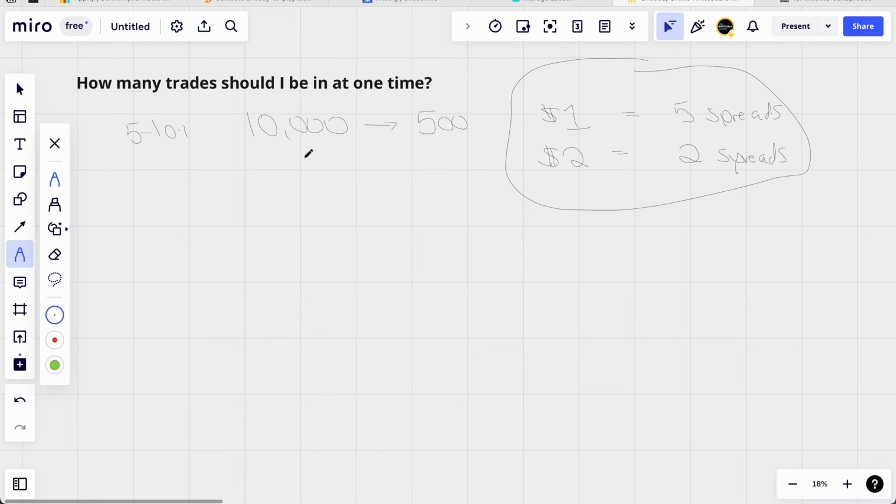Now, how many trades should you be in? Well, there are 2 different ideas here, and I'm going to split this in half. We have correlated assets, which I'm going to say core, and then we have uncorrelated assets, so I'm going to go uncore. So what is correlated and what is uncorrelated? Well, correlated means how likely 2 assets are to move the same. This is a basic understanding of it.